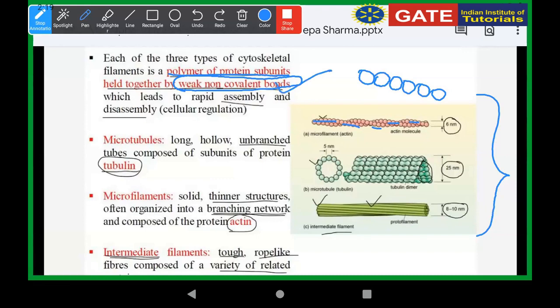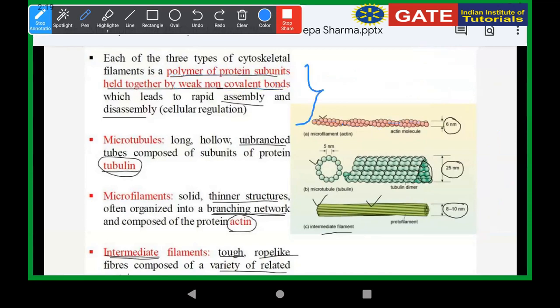So these non-covalent bonds help in rapid assembly and rapid disassembly of the proteins. Got it? This assembly and disassembly of the proteins helps in cellular regulation, the regulation of cell functions. Later topics will tell you with examples what it means. So here just remember the statements. Let's discuss one by one.